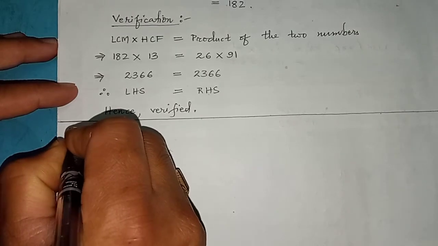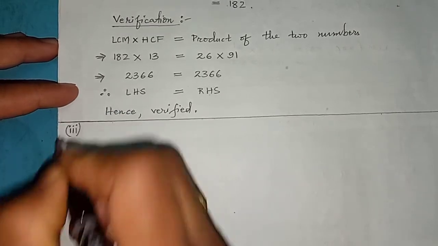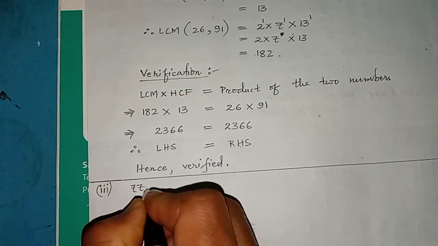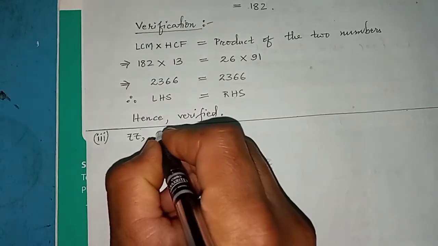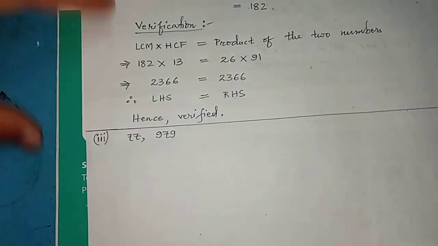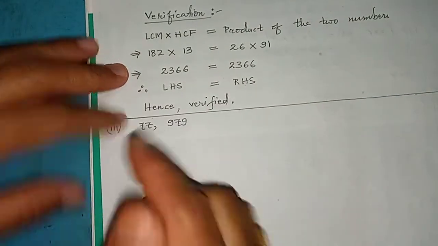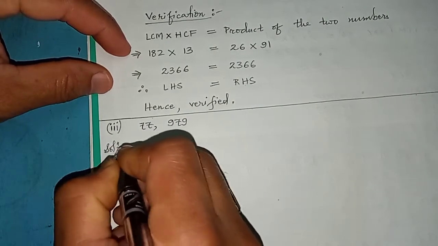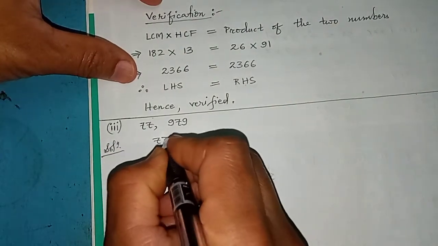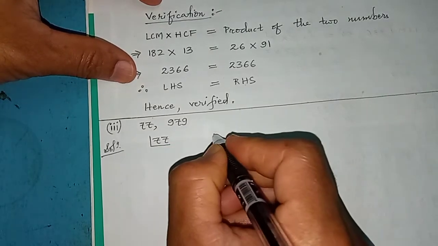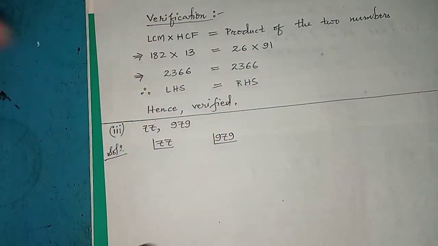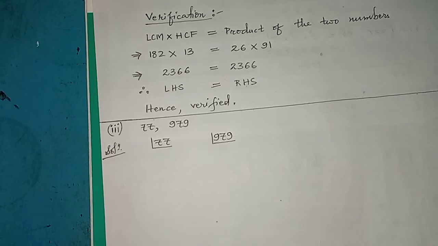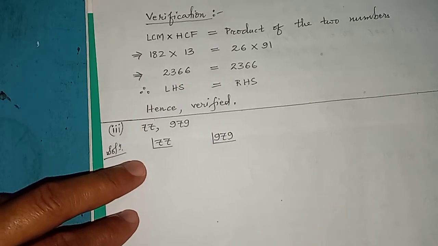Here also we'll do the same. We'll find the prime factorization, and then we'll find the HCF and LCM of 77 and 979, and then we'll verify the relationship between HCF and LCM. So first of all, we'll start with the prime factorization of 77 and 979. For prime factorization, we'll do the same steps. First we'll do the prime factorization of 77.